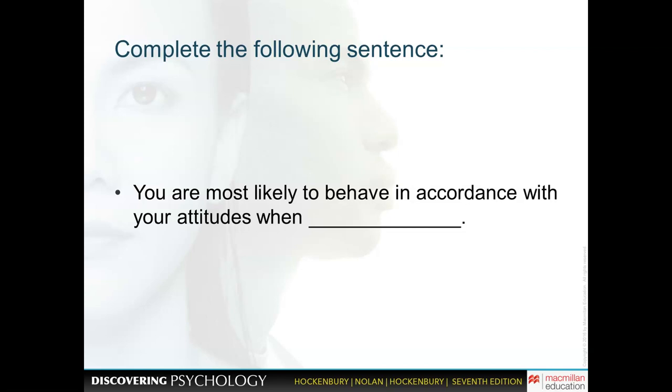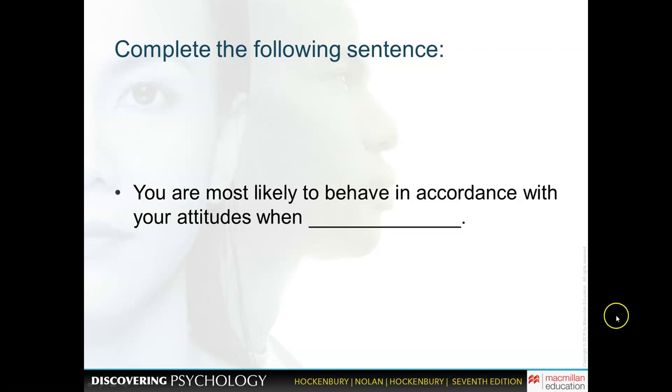Okay, welcome back. So, some of the answers that we came up with here: basically, you're most likely to behave in accordance with your attitudes when, first of all, we anticipate a favorable outcome or response from others for behaving that way. Another answer is that our attitudes are extreme or are frequently expressed. So we tend to behave in accordance with our attitudes when those attitudes are extreme or expressed very frequently.